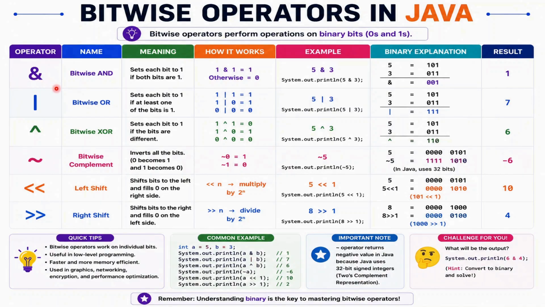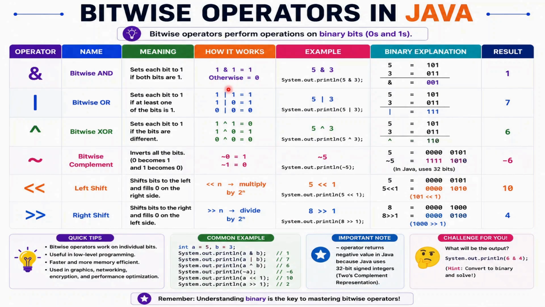We have the AND bitwise operator, OR bitwise operator, XOR bitwise operator, bitwise complement, left shift, and right shift. So let's understand them one by one. First is the AND bitwise operator. The meaning is that it sets its bit to 1 if both bits are 1.